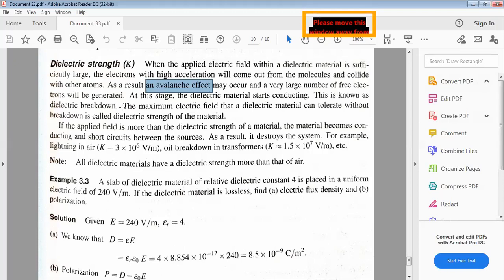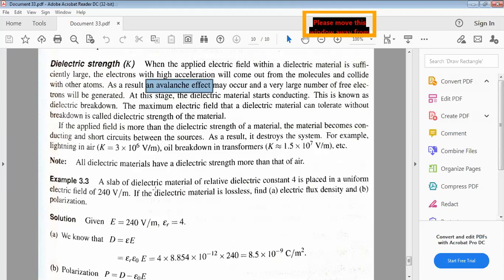For suppose when two electrons are available in the conduction band, because of that higher potential, those electrons move with high velocity and collide with another two molecules. Again two more electrons are released from those molecules. Now how many electrons are there? 2 plus 2, 4. Again these four collide with another 4, 8. These 8 with another 8, 16. In that way, the number of electrons is generated because of their collisions.